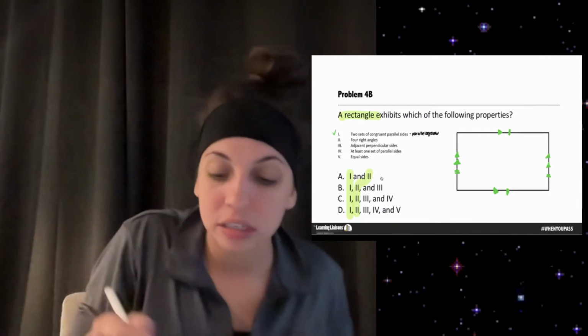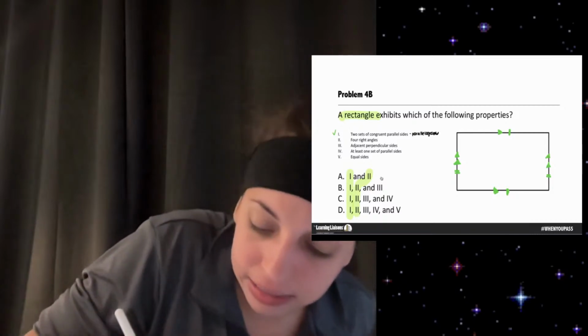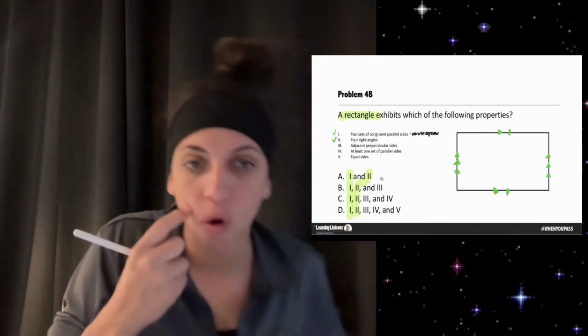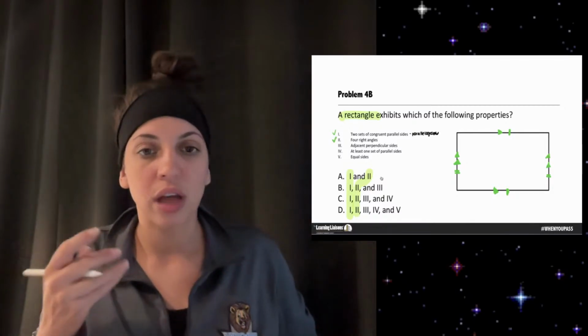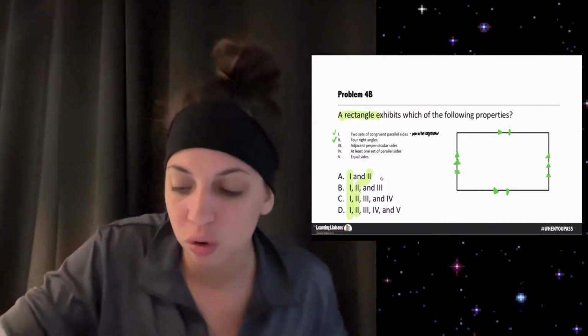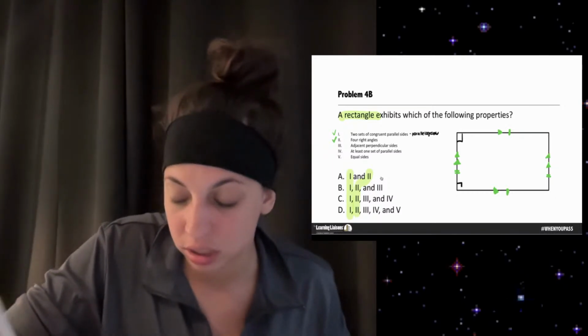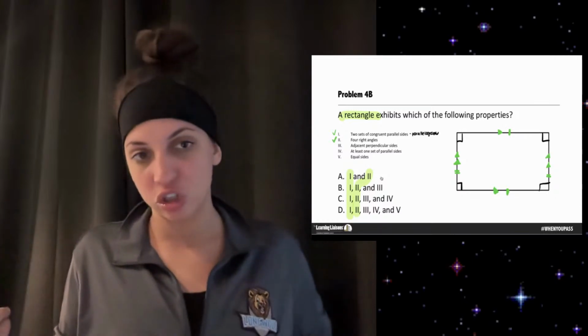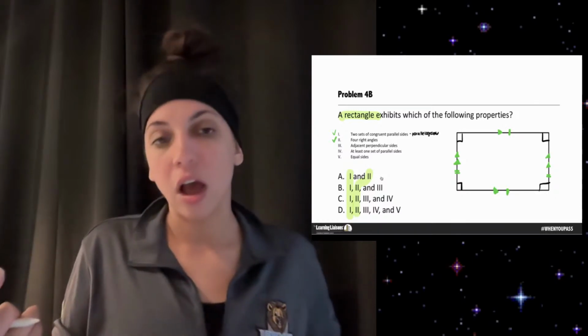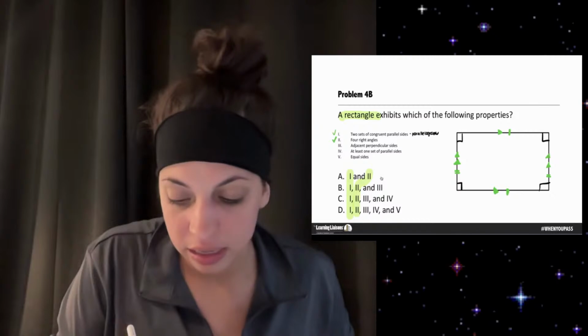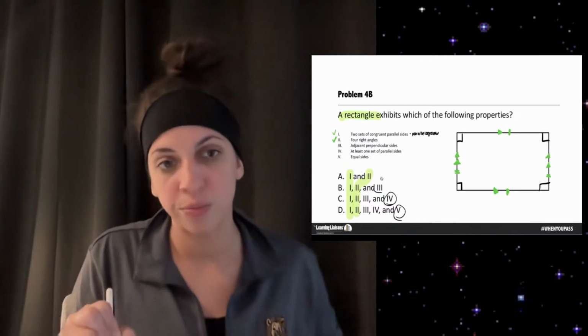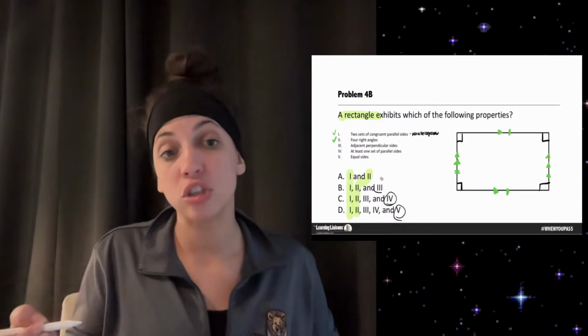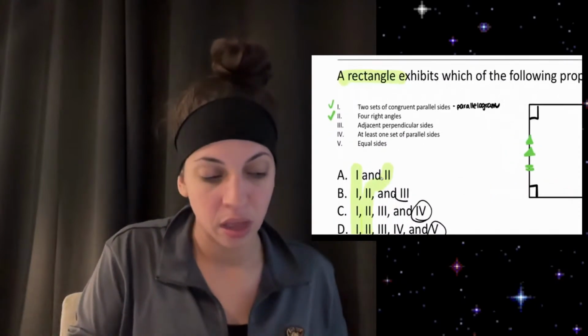The answer choices told me that a rectangle has 4 right angles. I don't need to figure out if that's true or not. Now, a rectangle does have 4 right angles, but I don't need to decide that. All I have to decide is: is 3 true? Is 4 true? Is 5 true? So let's look at 3, 4, and 5.